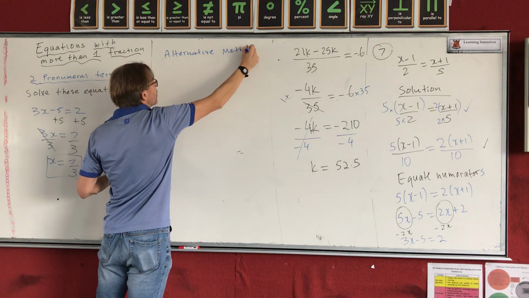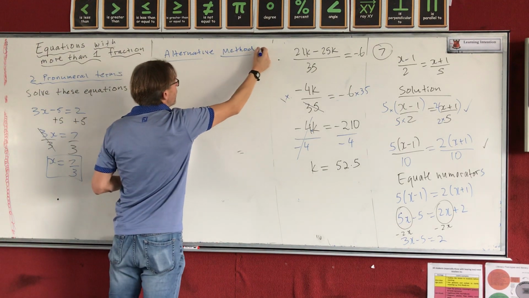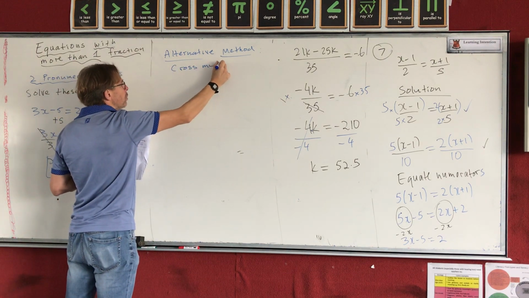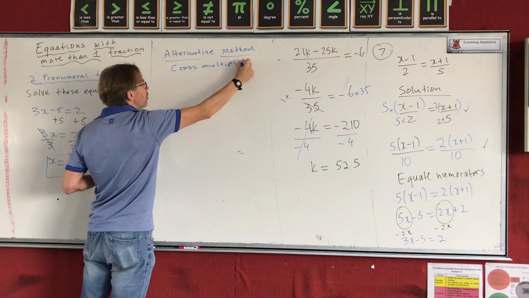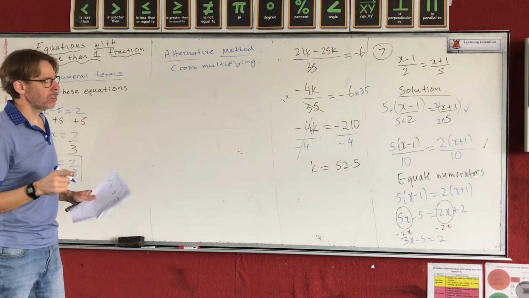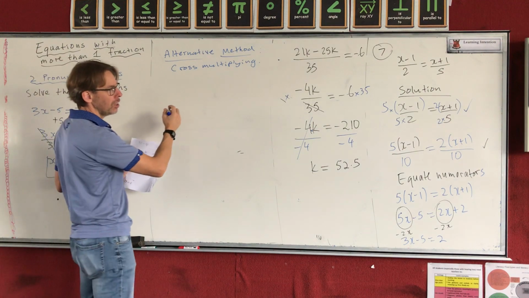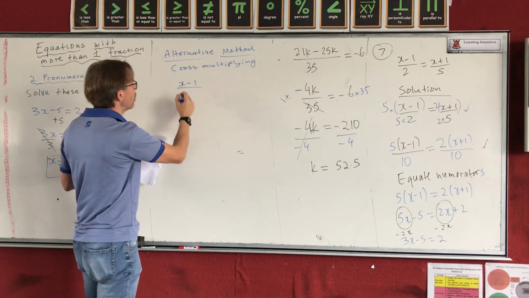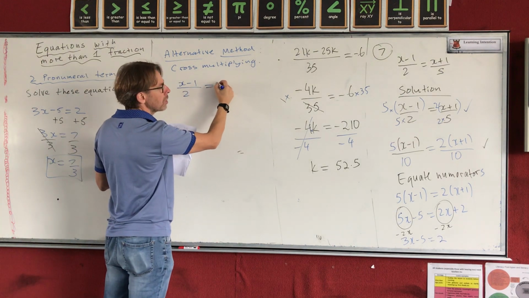Alternative method. Now, I'll call this the cross multiplying method, okay? Cross multiplying. Now, it only works for this type of question. So, here's my original question, x minus 1 on 2 equals x plus 1 on 5.